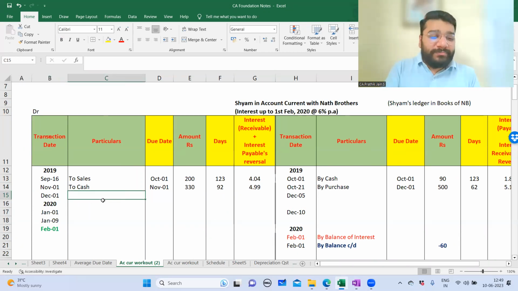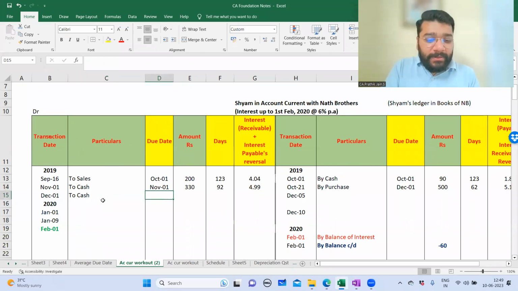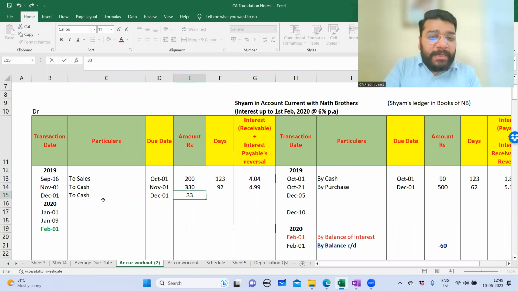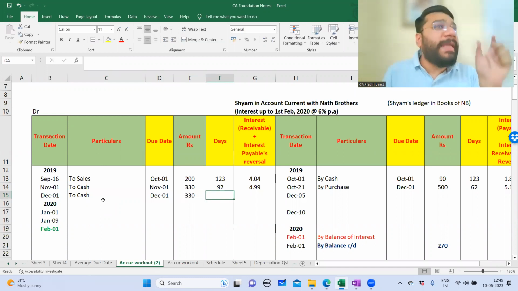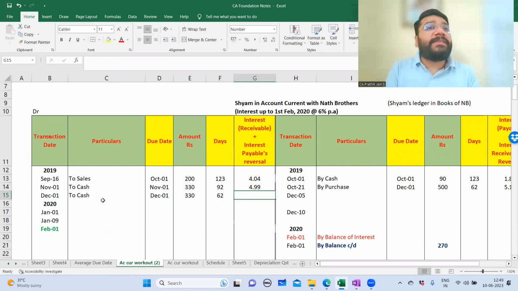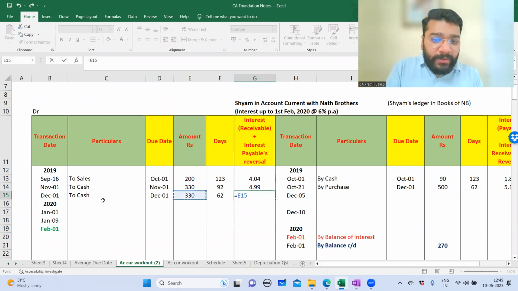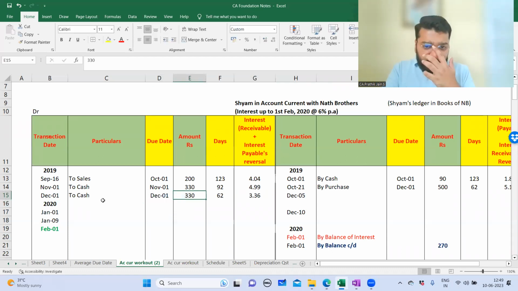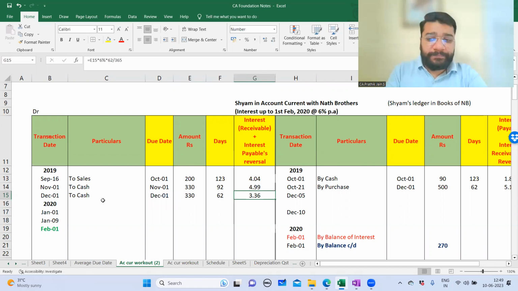Now, to cash, how much? When is the payment happening? December 1, sir. What is the amount? 330. From December 1 to 1st Feb, how many days? Sir, December totally 31 days. In that, the first day of December is gone, so balance is 30 days, plus Jan 31 days, plus Feb 1 day. So total 62 days. So 330 into 6% into 62 divided by 365. So 3.36. Any problem, online people?